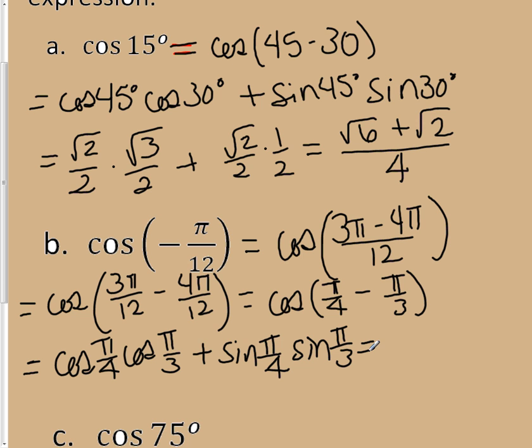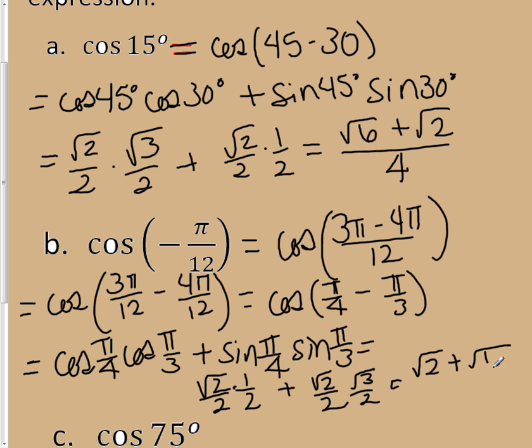The cosine of pi over 4 is the square root of 2 over 2. The cosine of pi over 3 is 1/2, plus the sine of pi over 4 is the square root of 2 over 2. The sine of pi over 3 is the square root of 3 over 2. And so we get the square root of 2 plus the square root of 6, over 4.